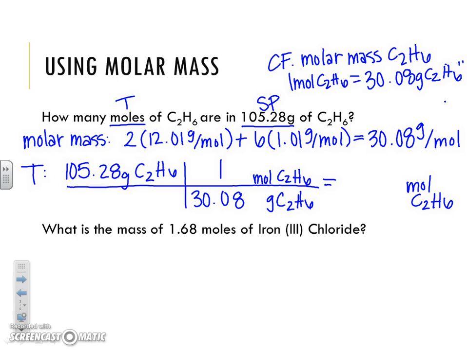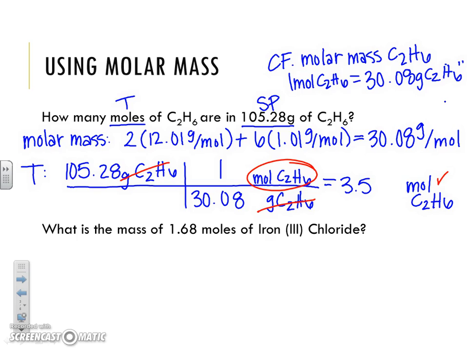because that's my conversion factor that I calculated earlier. Now I can solve my dimensional analysis problem by checking my units. My grams cancel. My target is moles. That checks out. I'm going to divide the top by the bottom. So 105.28 divided by 30.08, and that gives me 3.5 moles of C2H6.